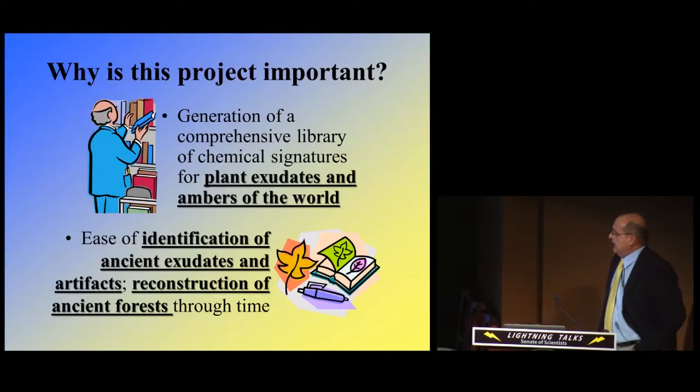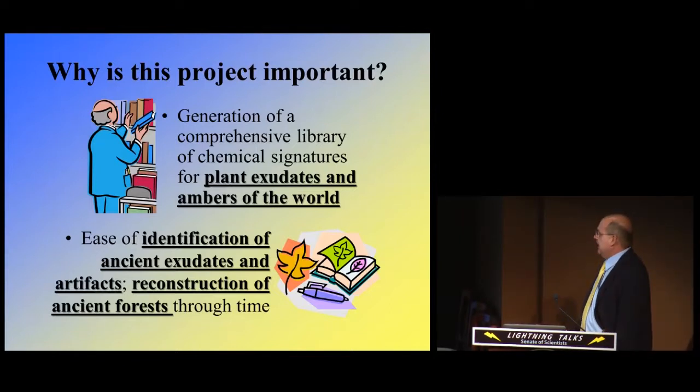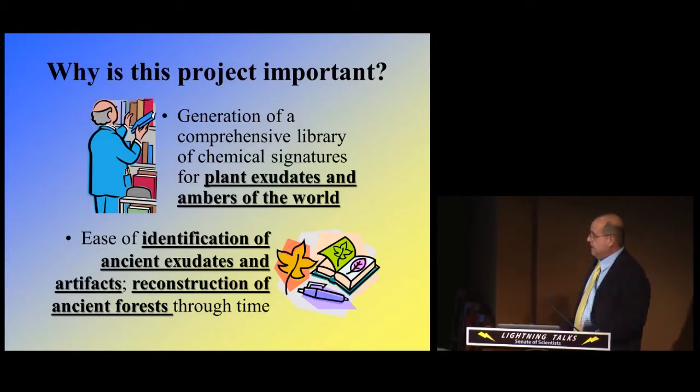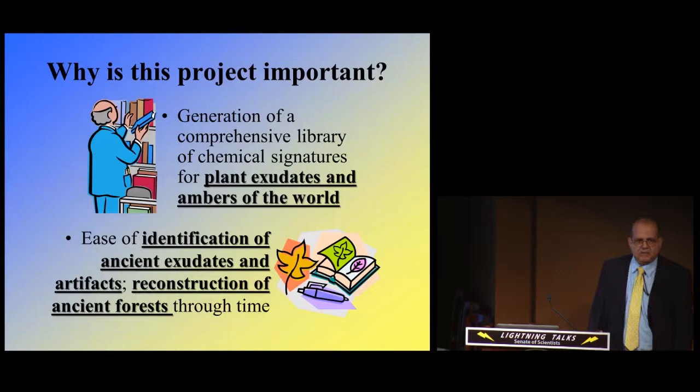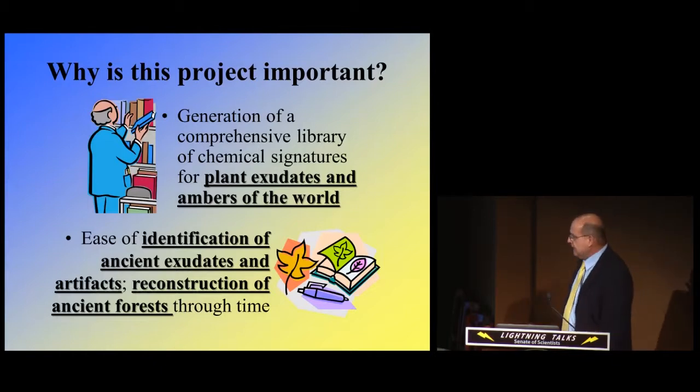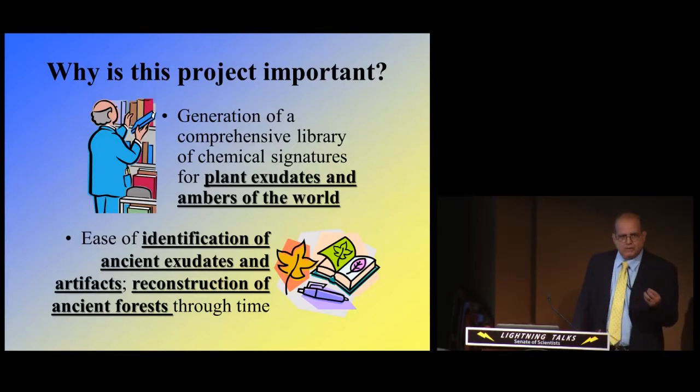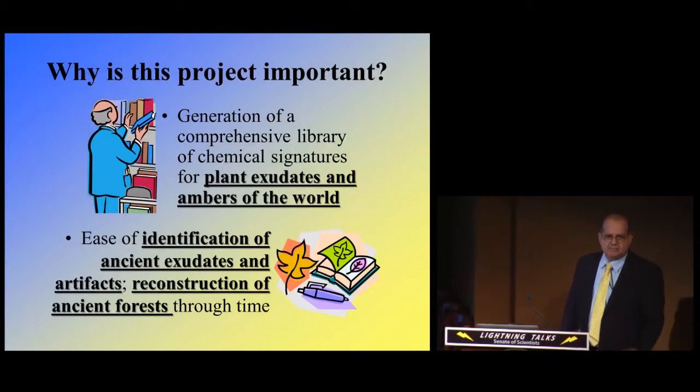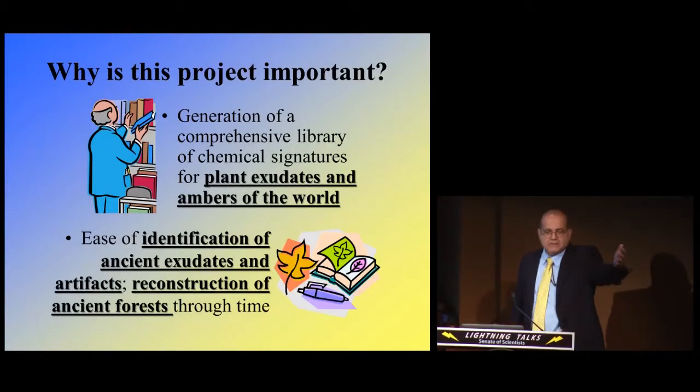Now, the original goal of this project was and still is to have a universal library of plant exudates and ambers of the world using nuclear magnetic resonance spectroscopy. And we hope that some of these will be especially useful for the identification of unknown materials as well as those made by humans in the past.